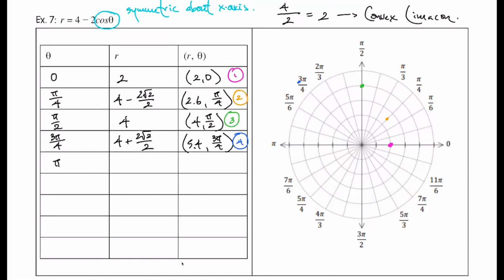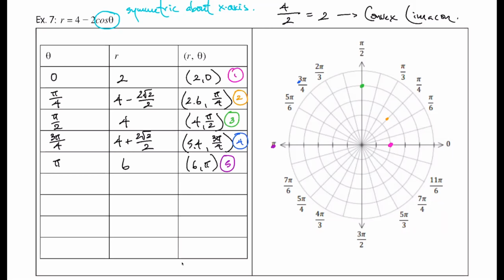All right, and let's get that pi in there. Cosine of pi is -1, so that's 4 plus 2 or 6. So I have 6 comma pi for the fifth point, and good job, Judy. That's off the grid. 1, 2, 3, 4, 5, 6 is about here. So you can do your own calculations, but you start to see something like this.